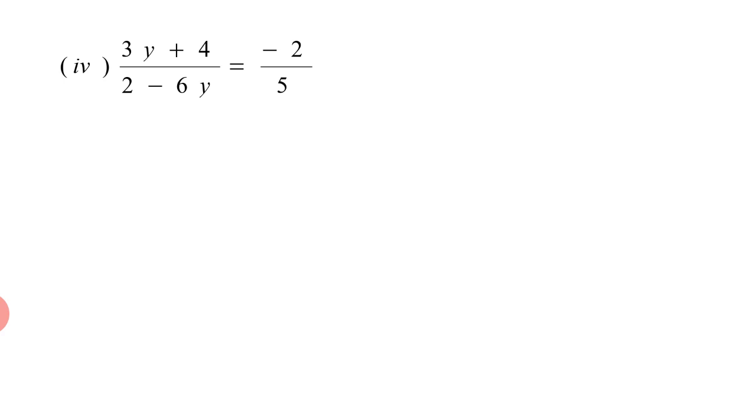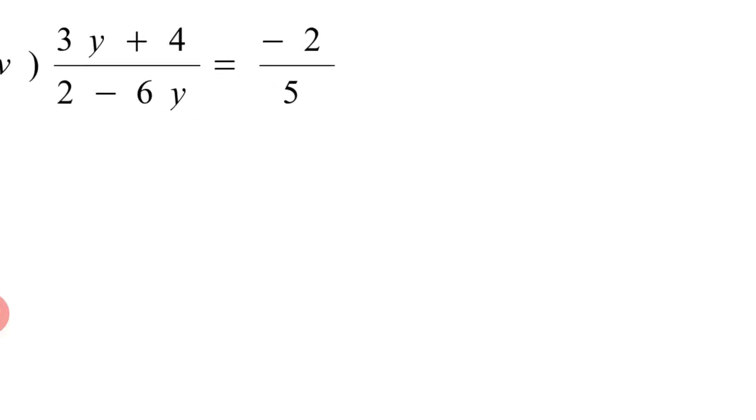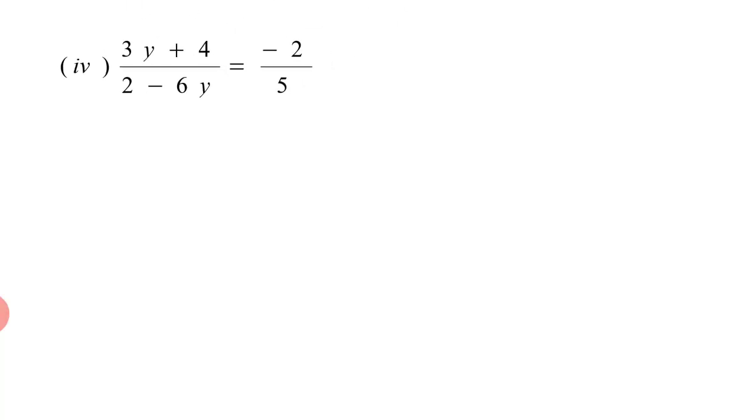Now the next problem is also of a similar kind. Here the variable is y, but it is (3y plus 4) upon (2 minus 6y) is equal to minus 2 upon 5. Again you will find in the denominator there is y. So the degree of y is not 1. Is it okay? When it is in the denominator it is not 1. But can we again convert it into linear form by using which method? Cross multiplication. So yes, let us go for the solution.